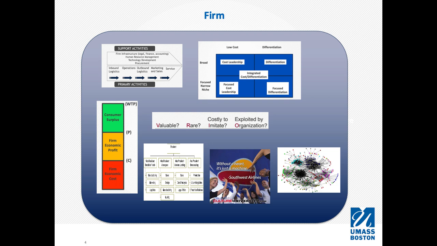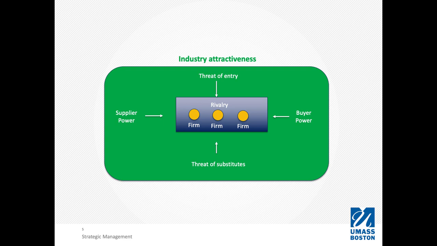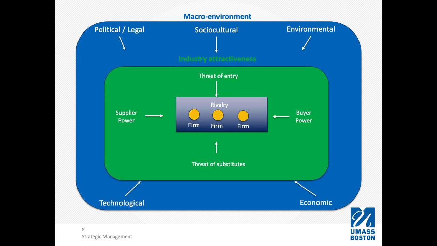Then, if we widen the aperture a bit, we can see how firms exist within the context of external analysis. And for that, we have Porter's 5 forces to understand how attractive the industry is. And we have PESTLE to understand the broader macro environment. Now don't sit there and be a hater about my diagram. I realize it could be more dope, but it gets the point across. Okay, I can hear you laughing about it.